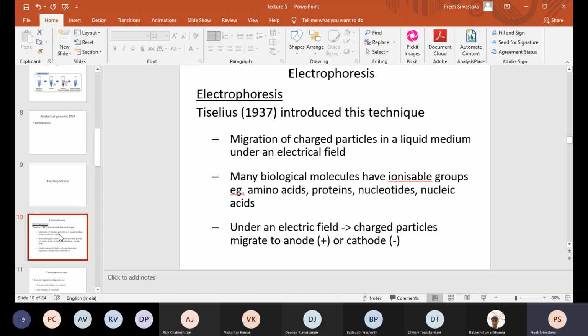So tell me, class, what is the charge on DNA? Negative. Negative. So it will migrate to cathode or anode?